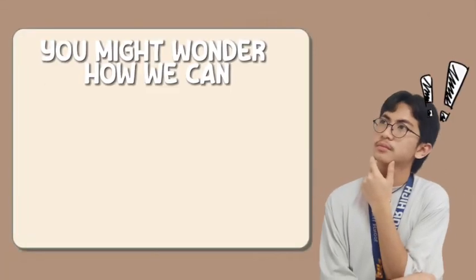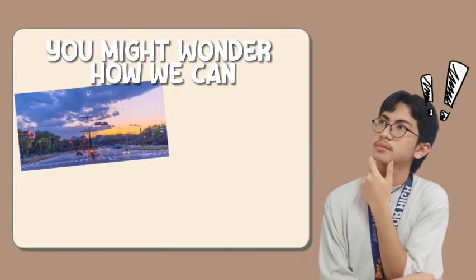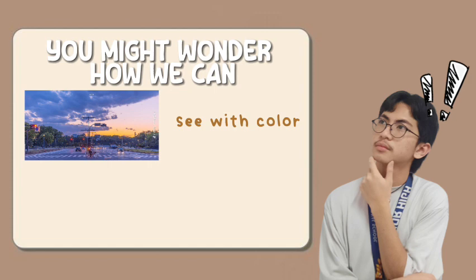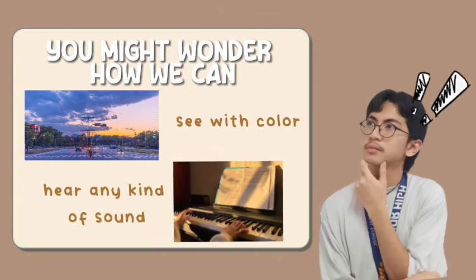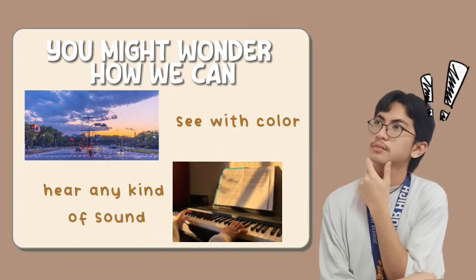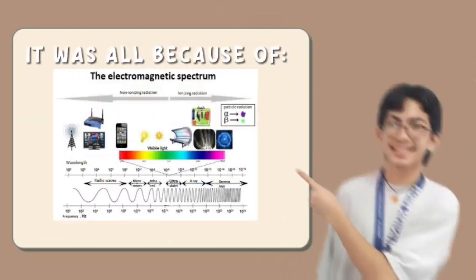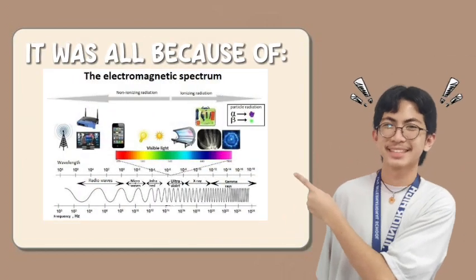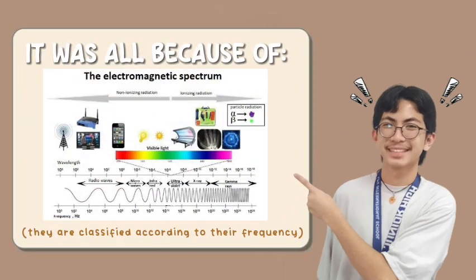You might wonder how we clearly see all the things here in this world with color and even hear any kind of sound and make different kinds of radiant applications. This was all because of electromagnetic waves that are classified according to their frequency.